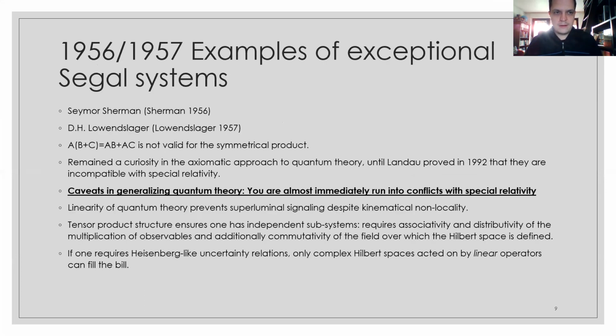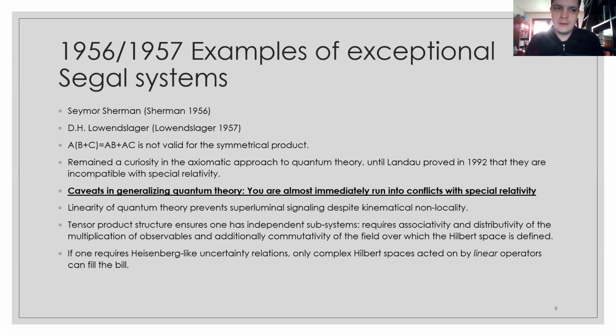Okay, so in 1956 and 1957, two American mathematicians could develop systems which satisfy the axioms of Siegel, which I introduced earlier, and which were one-sided distributive. But for some reason, this never caught the interest of mathematicians or physicists. And it was proved in 1992 that these systems cannot work as a generalization of quantum theory because they're running into conflict with special relativity.